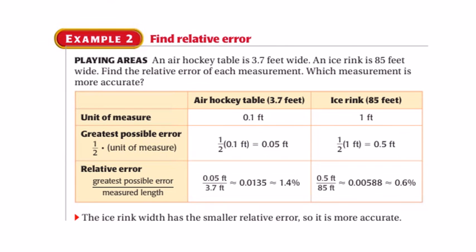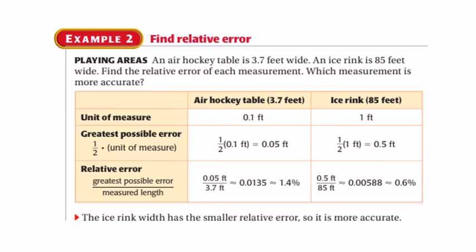Here in example 2, playing areas. An air hockey table is 3.7 feet wide, and an ice rink is 85 feet wide. Find the relative error of each measurement. Which measurement is more accurate? The unit of measure for the air hockey table, since it has a 0.7, is 1/10 of a foot, whereas an ice rink is measured to the nearest foot. So the unit of measure is a little bit different for both of them.